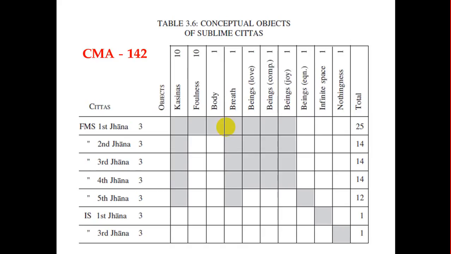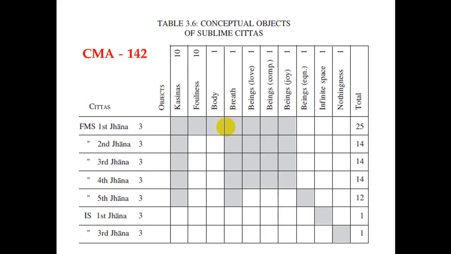The first immaterial sphere jhana, 3, you can attain only by contemplating on infinite space, using the object of infinite space. Then for the third immaterial jhana, you can use the object of nothingness.